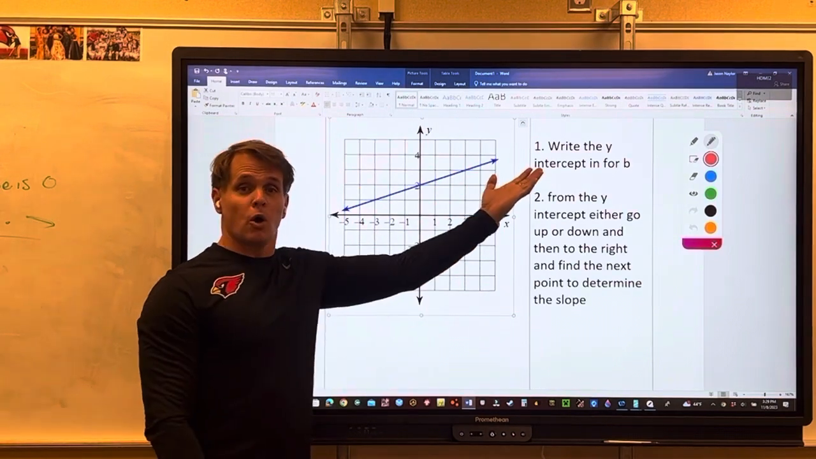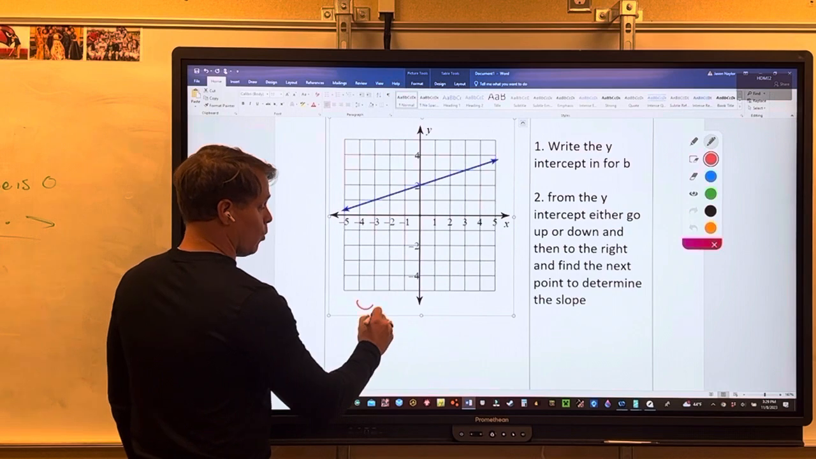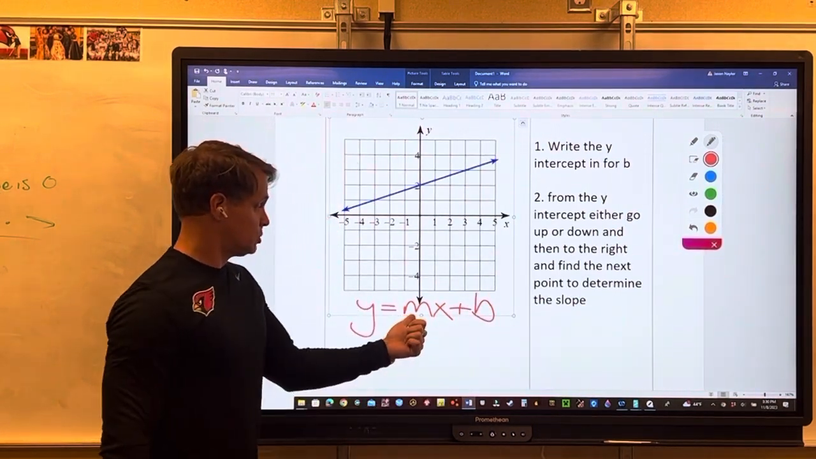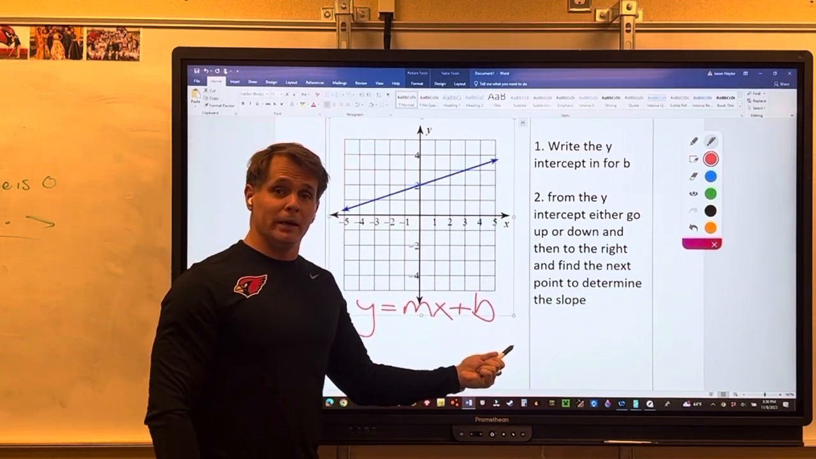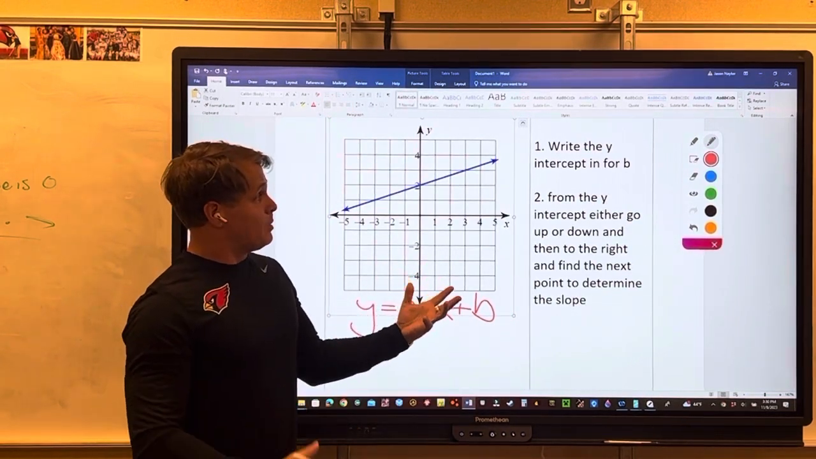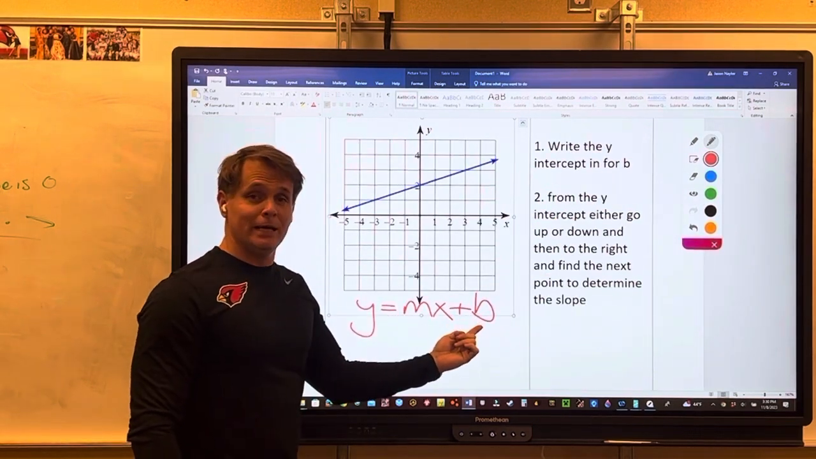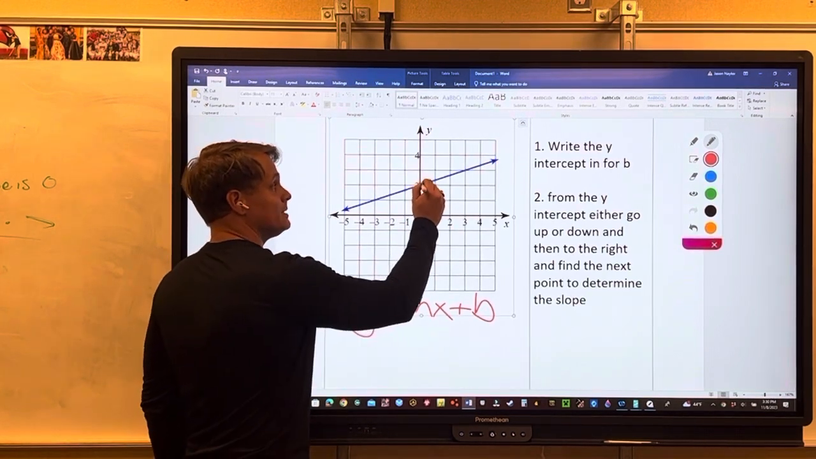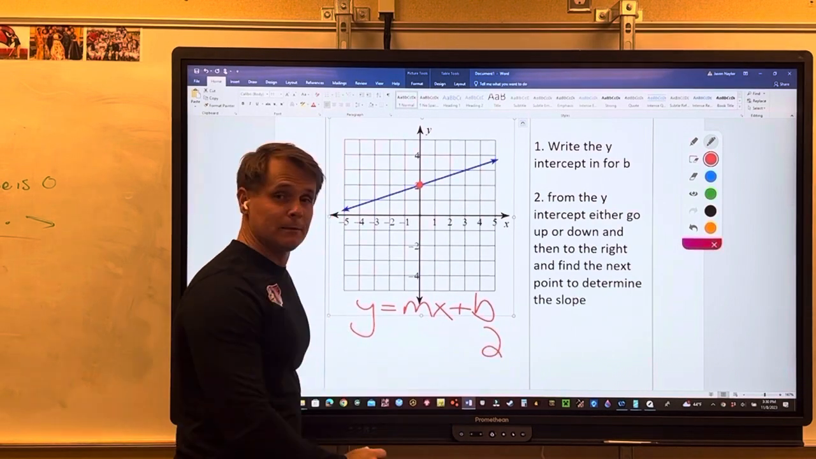This one again is going up left to right. This one's going to have a positive slope. I want to write it in y equals mx plus b form. This is called slope-intercept form again. The m is the slope, the b is the y-intercept. Step number 1, I want to write the y-intercept and put that in place of b. So it crosses the y-axis right there, +2. So I'm going to put a 2 in for b.